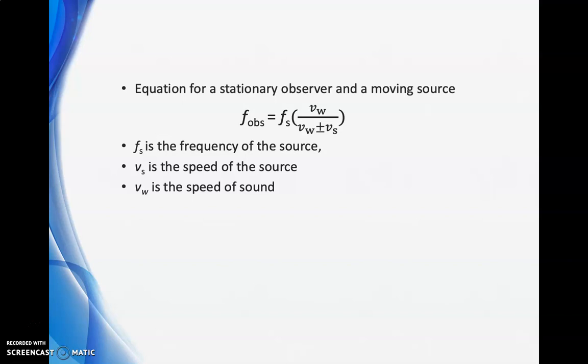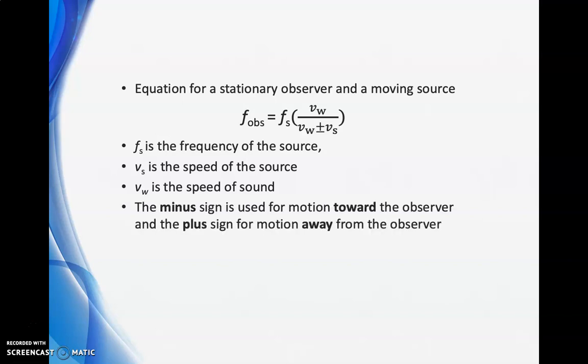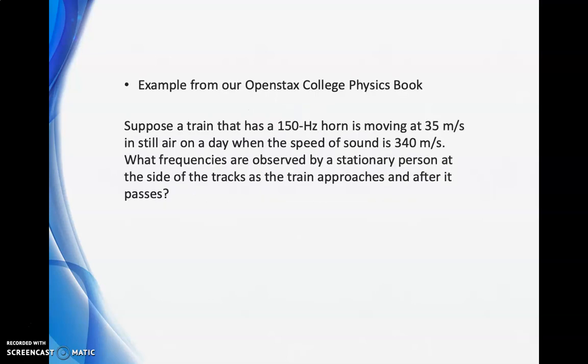That plus or minus is very key, because we use the minus sign if the object is coming towards the observer, and we use the plus sign if the motion is away from the observer. So there is a great example for a stationary person as a train comes by in our OpenStax College Physics textbook that we've all been reading this semester.